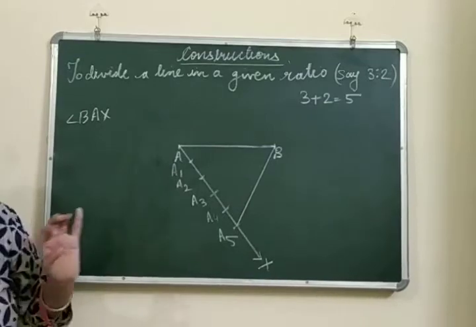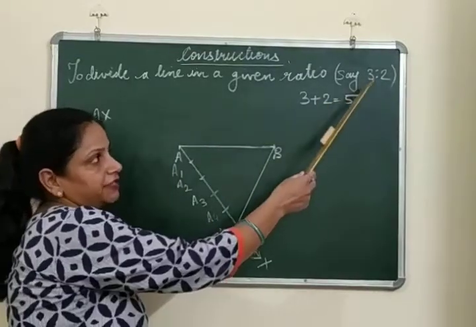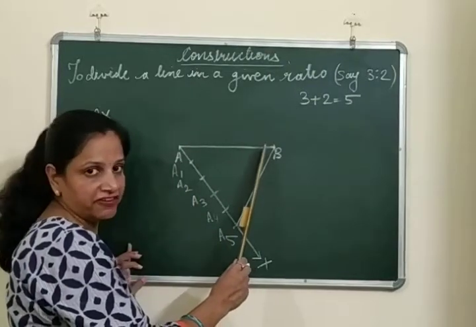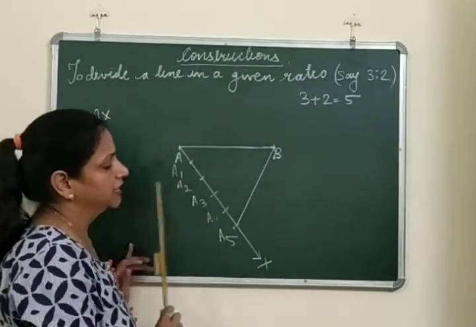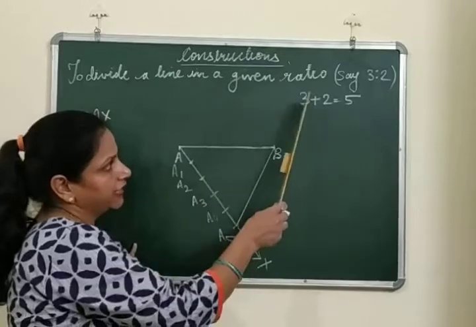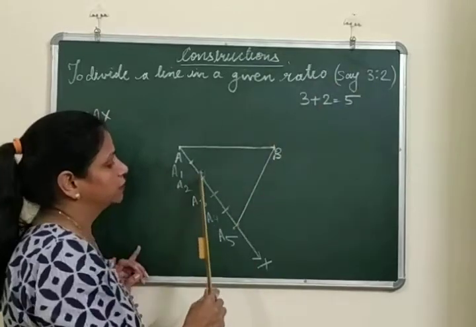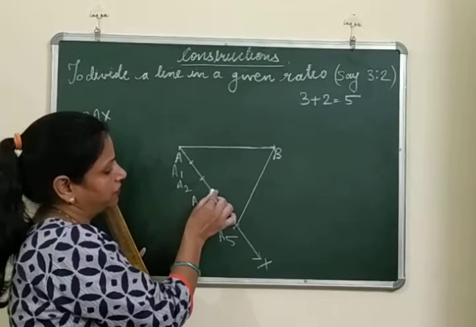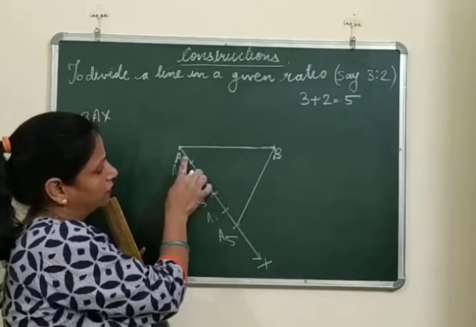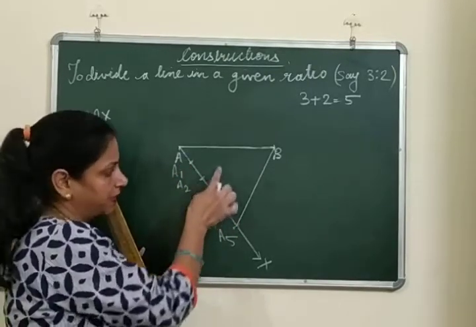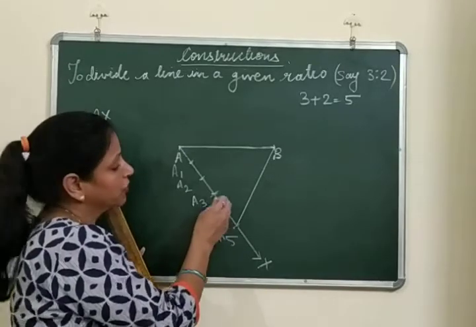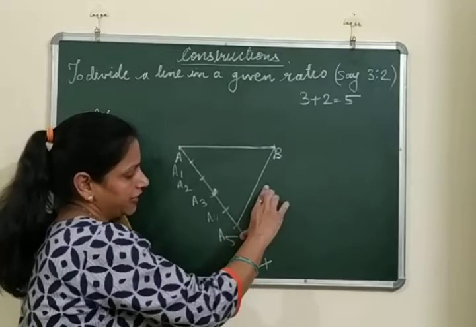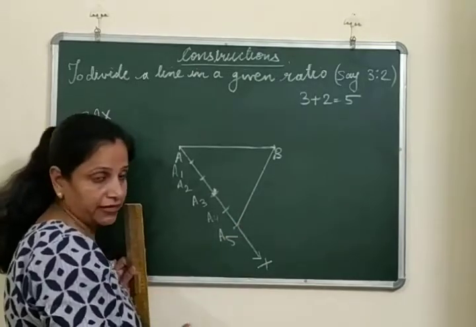Now, this AB is to be divided in the ratio 3:2, and this complete is 5 parts. We have divided into 5 parts. Now we take A3: 1, 2 and 3. See, these are the 5 parts. If we divide them in the ratio 3 and 2, then we get this A3, 3 parts separate and 2 parts separate. So at this A3, we have to make a line which is parallel to A5B.